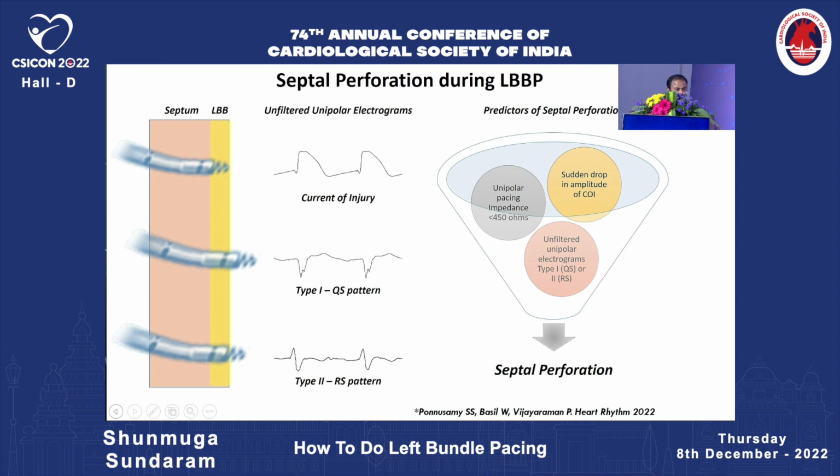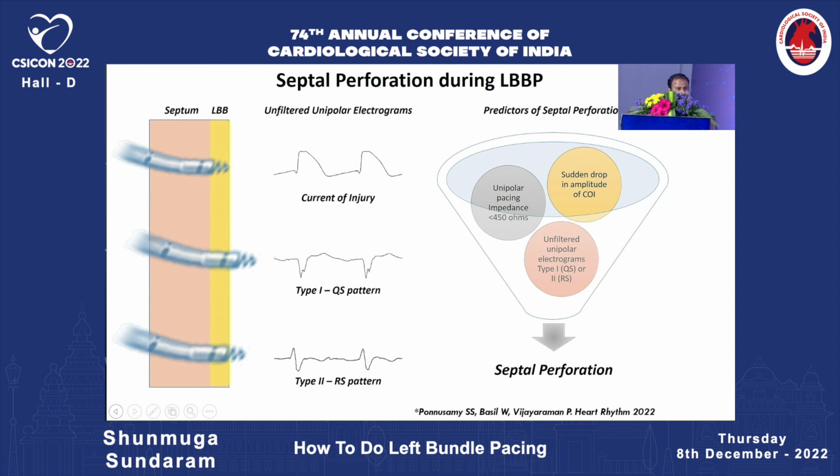So our incidence is close to 14%. Before that, the reported incidence was just 2%, but in our series, it was 14% out of 219 patients. 30 patients had septal perforations. We analyzed the electrograms, we analyzed their unipolar impedance. What we found out was these were the 3 important parameters which can predict the septal perforation. And unipolar impedance of less than 450 ohms.